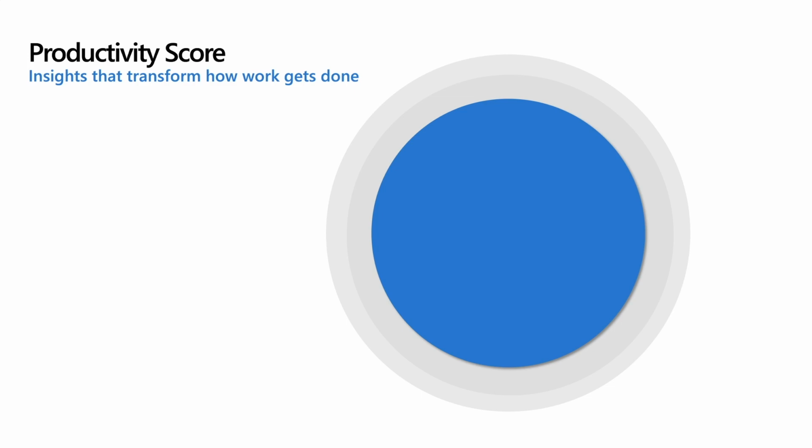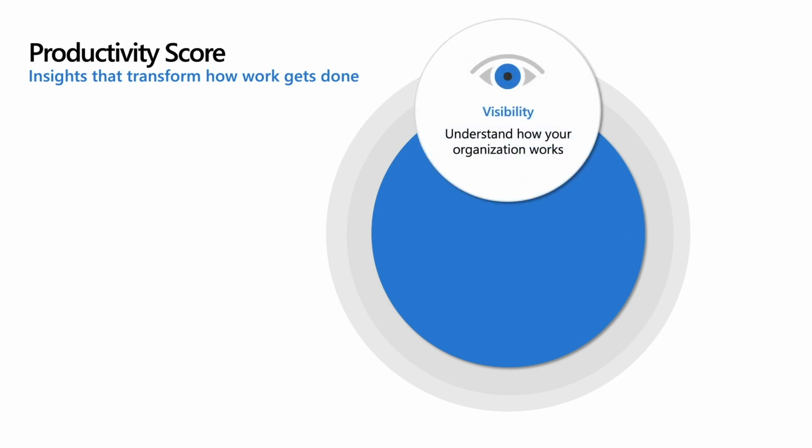Productivity Score gives you insights that transform how work gets done. You do this by focusing on 3 things. The first is visibility. You need to understand how your organization actually works. And we do that by focusing on things like the employee experience, which includes areas like content collaboration, meetings, and communication. But you also need to understand how your technology affects your productivity. And that's why we give you information around the technology experience in areas like endpoints, network connectivity, and your applications.